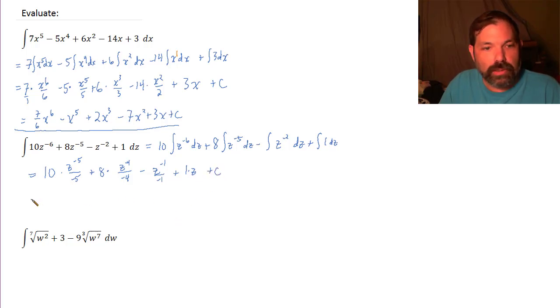Alright, so again, cleaning this up then, I'd have negative 2z to the negative fifth minus 2z to the negative fourth plus z to the negative first plus z plus a constant.